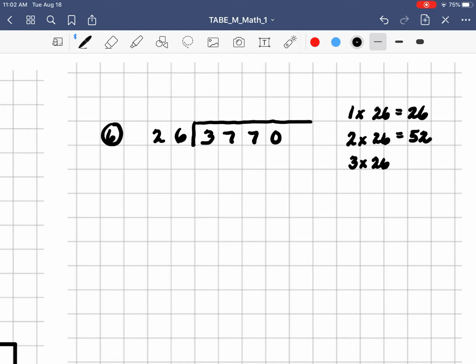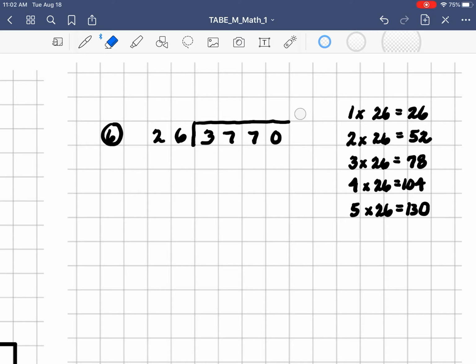3 times 26 is 78. 4 times 26 is 104. And 5 times 26 is 130. Okay, so we're ready to do the long division.